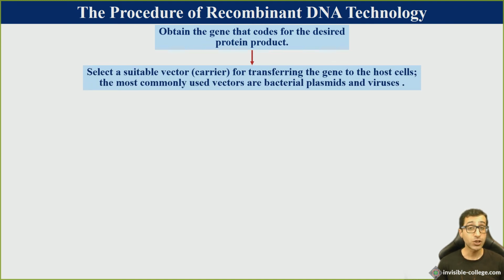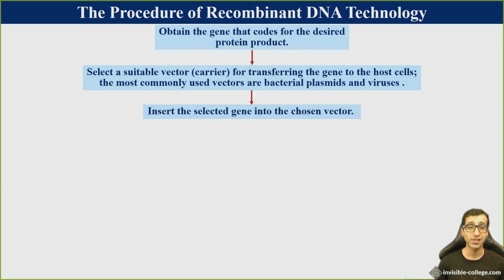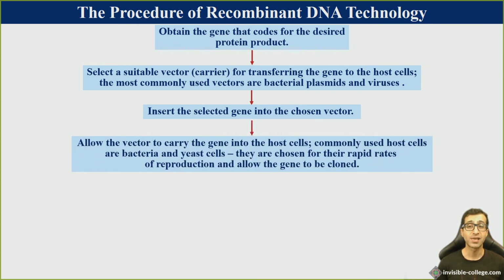Now, the most commonly used vectors are either bacterial plasmids or viruses. Whichever vector you choose, the next phase obviously is to insert that gene into the chosen vector. The next phase would be to allow the vector to carry the genes into the host cells. Commonly used host cells are things like bacteria and yeast cells, and the reason these are chosen is for their rapid rates of reproduction and to allow that gene to be cloned and amplified very rapidly.